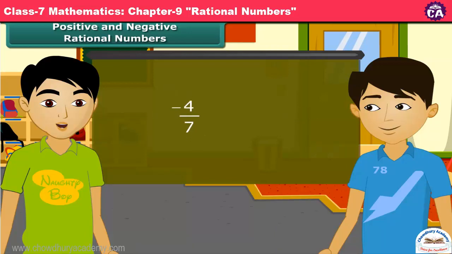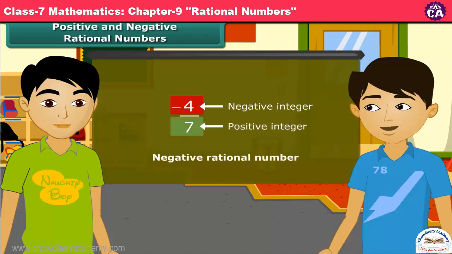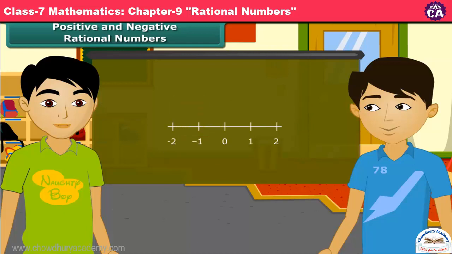And what are the negative rational numbers? When the numerator is a negative integer and the denominator is a positive integer. For example, -4/7. How do we represent a rational number on a number line?